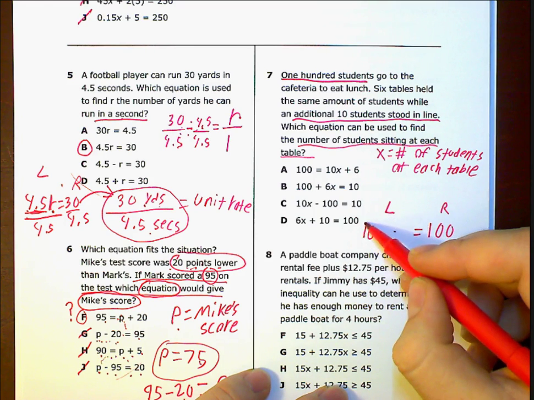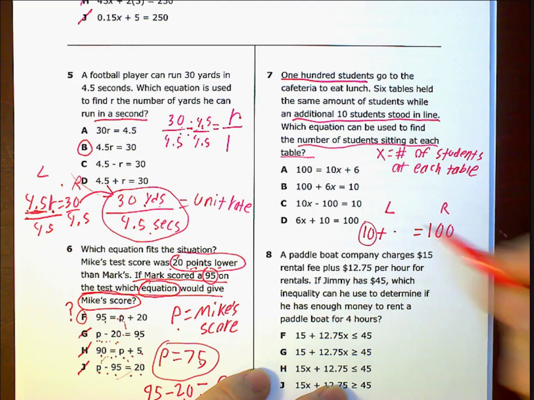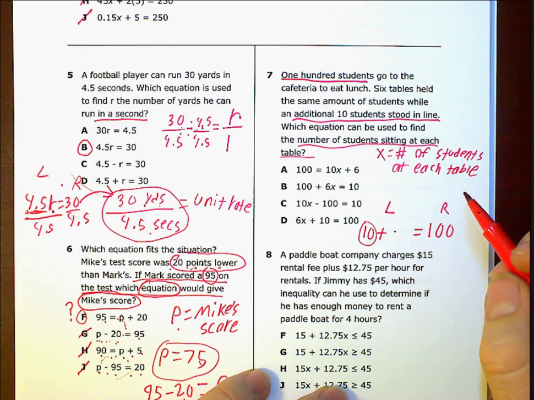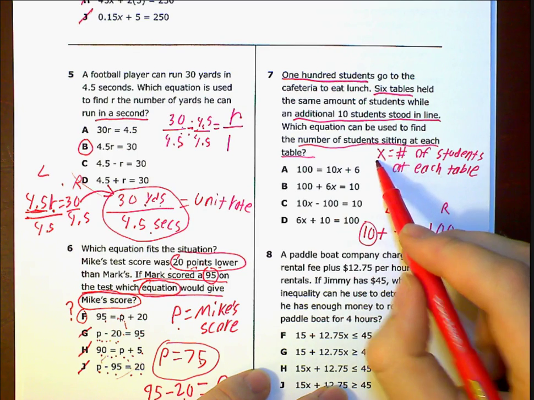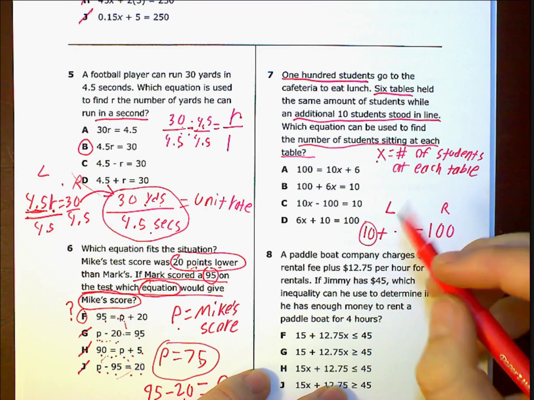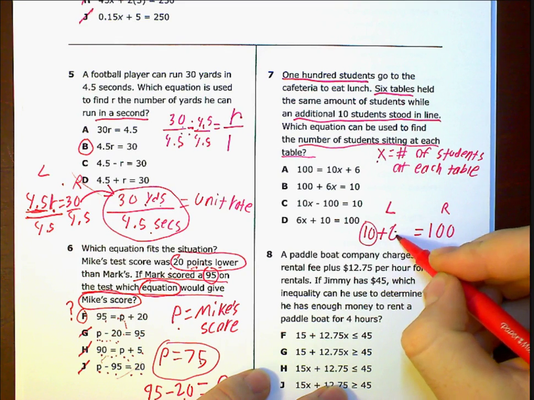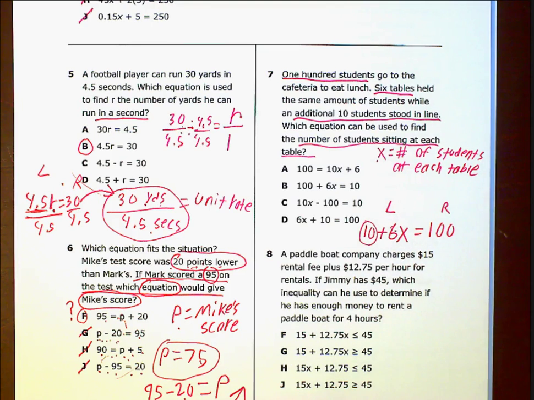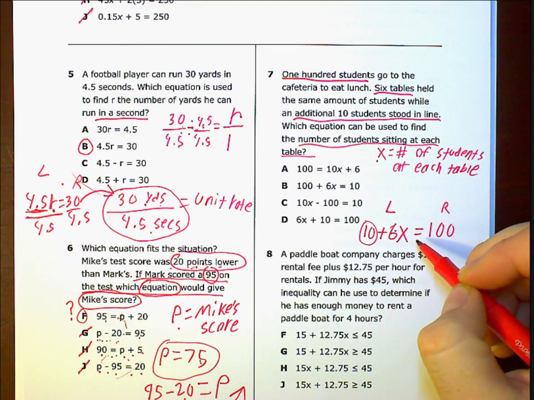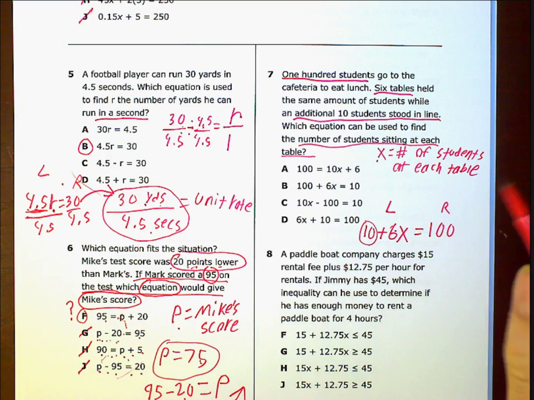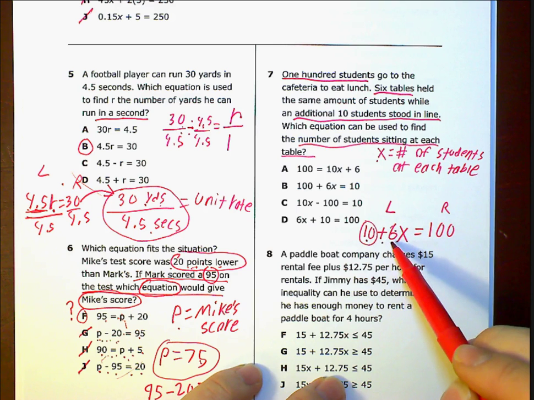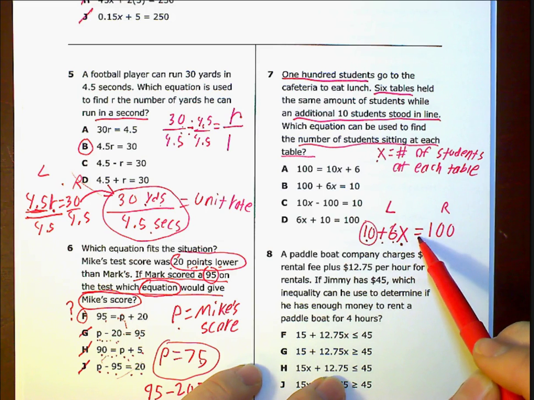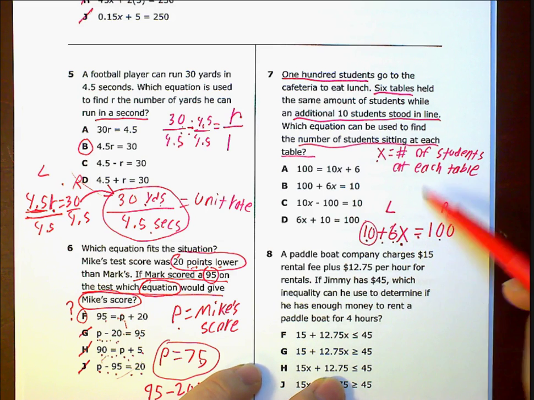So we have the 10 students who were in line, plus the number of students who are sitting at the tables. Well, we know that there were 6 tables. And we know that x is the number of students at each table. So if there's 6 tables, we can write 6x. And let's just look at our equation we just drew to make sure that makes sense. So 10 students stood in line, plus 6 tables with x amount of students at each table, and that should equal 100. I believe that does make sense.